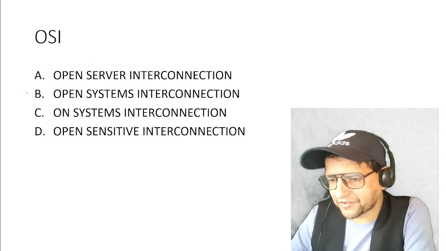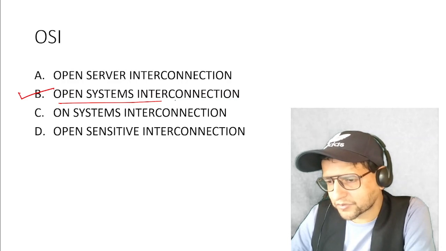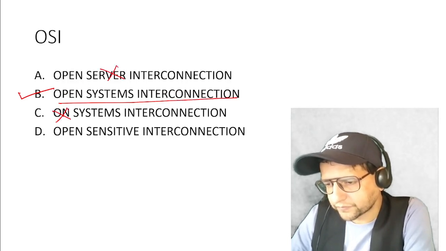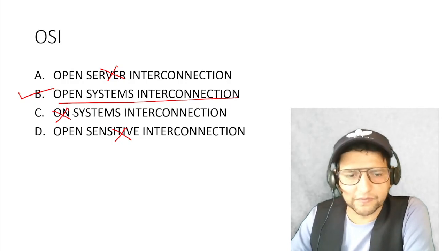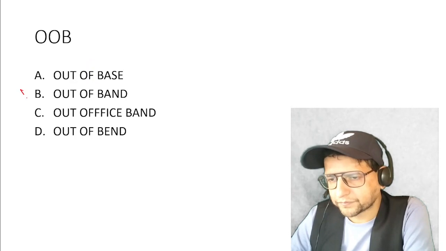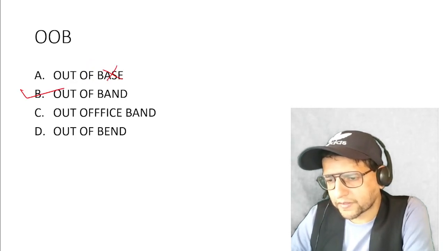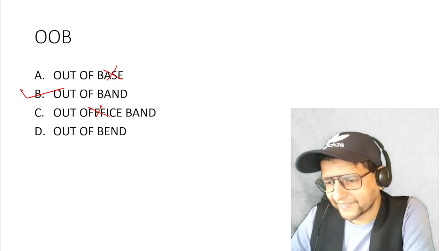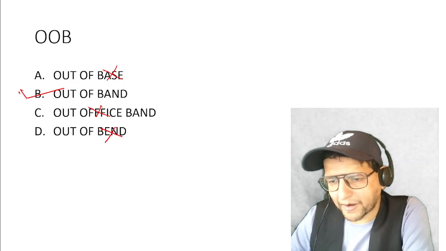OSI is Open Systems Interconnection. All the systems are open to connection. It is not open server, it is not on, it is not sensitive. So B is the right one. OOB is your out of band, not out of base. There's also out of office, right? That is OOO. Triple O, right? This is out of band.